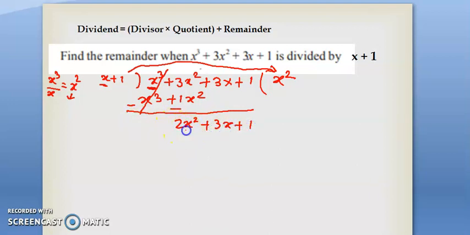Again we have to perform the same step. 2x square is our dividend, we will divide by the divisor which is x, and the answer will be 2x. So we'll write this in the quotient and then we'll write the first number as it is.